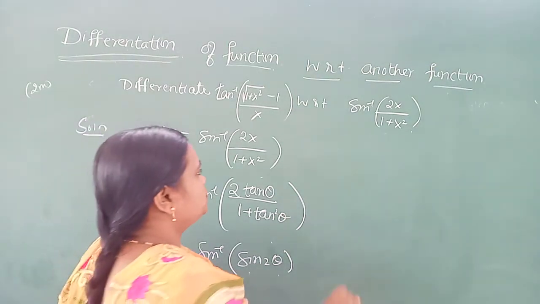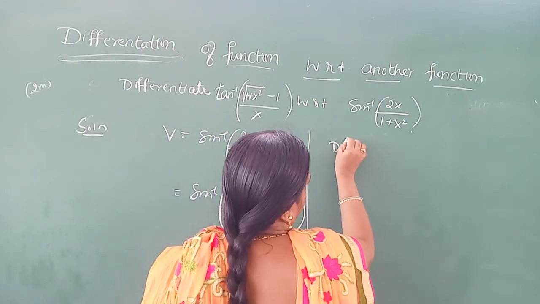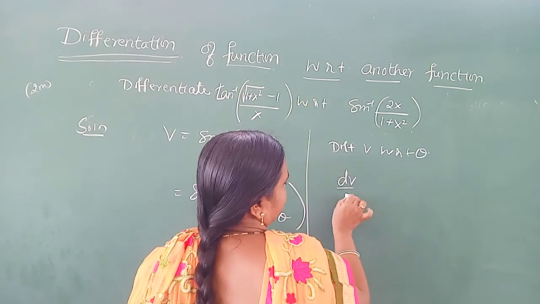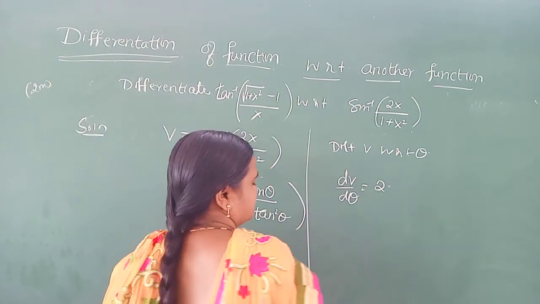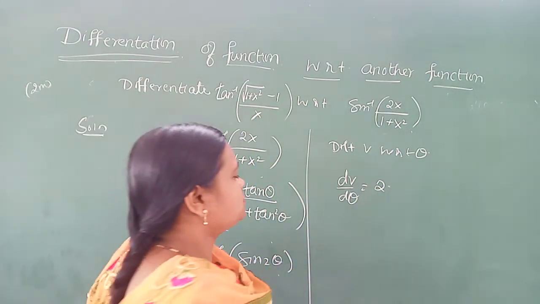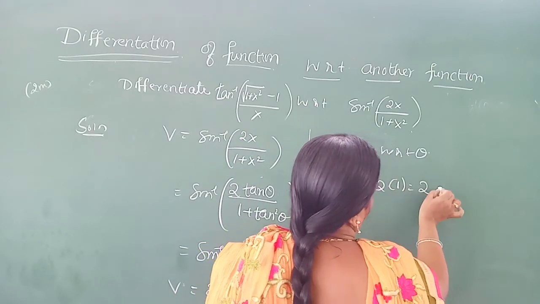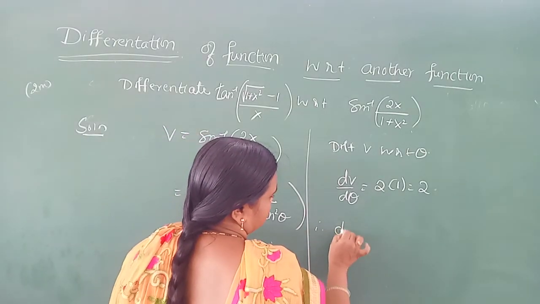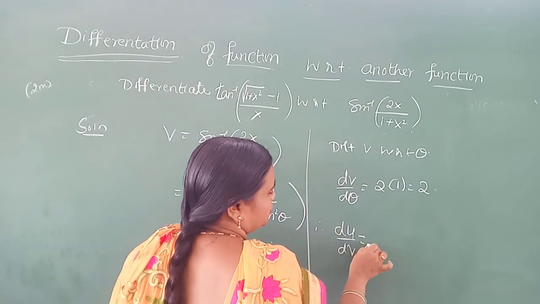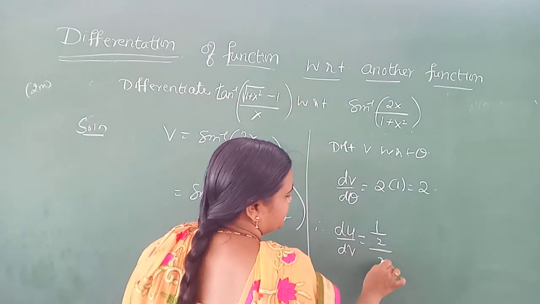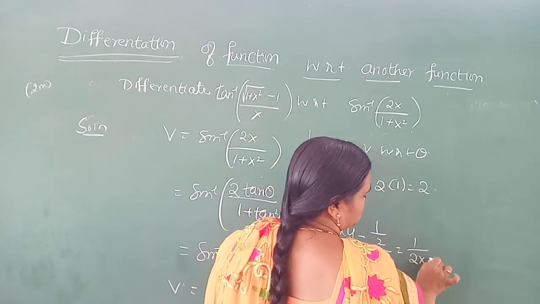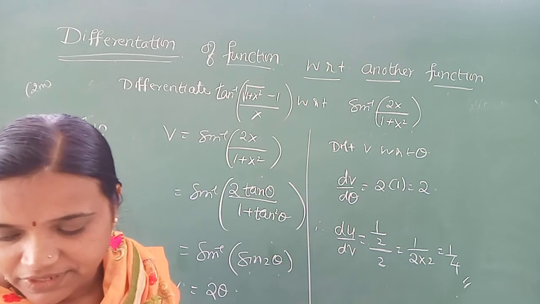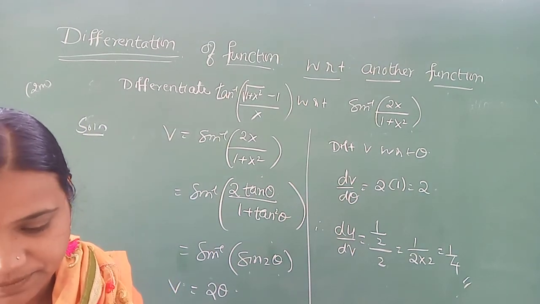Okay. Next we are doing the differentiation. Differentiate v with respect to theta. We get dv by d theta. 2 theta means theta differentiation is 1, we get 2. Therefore, du by dv: du by d theta is 1 by 2, dv by d theta is 2. Therefore, we can write 1 by 2 into 2. Here what it is: 1 by 2. Okay. In this way, we can do it simply.